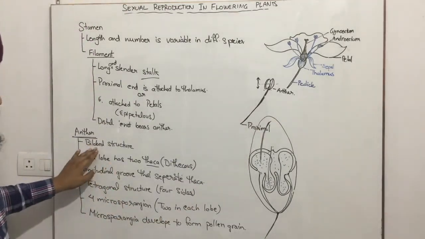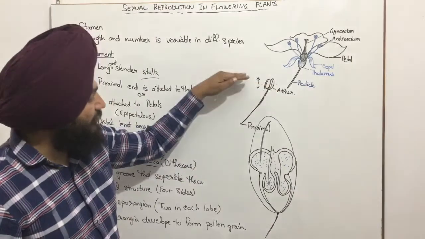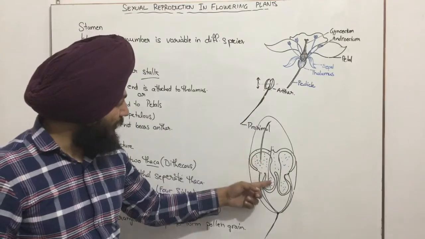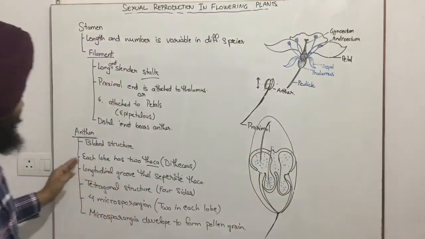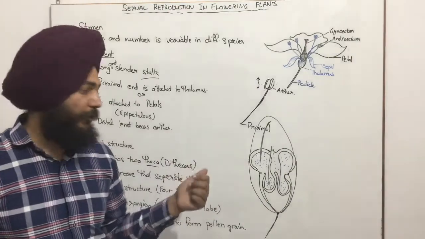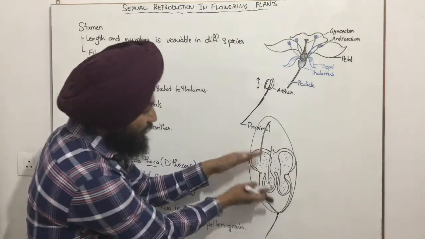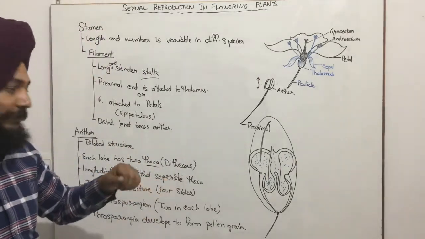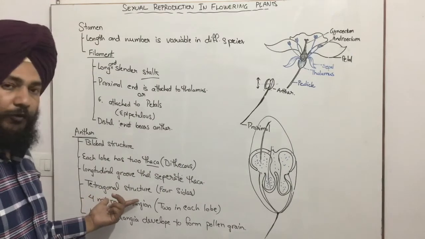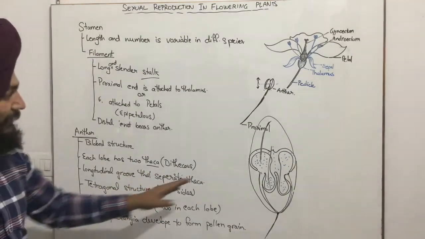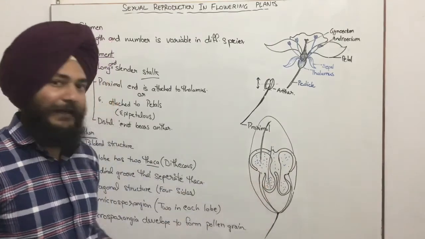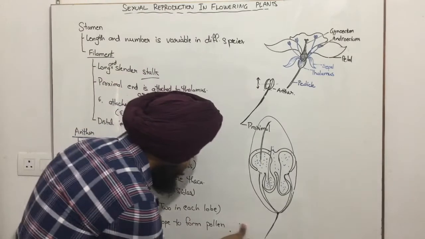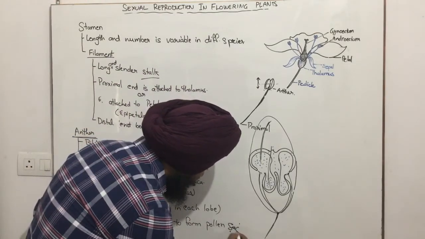And the anther is a bilobed structure. When we study the transverse section of the anther, we find that each lobe has two theca, two compartments, and each lobe also has a longitudinal groove which separates the two theca. And then the shape of the anther in the transverse section is tetragonal. It has four sides, and each side bears a microsporangium, and the microsporangia develop further to form the pollen sacs.